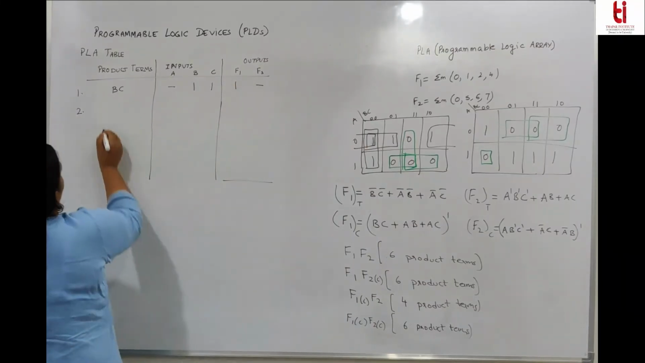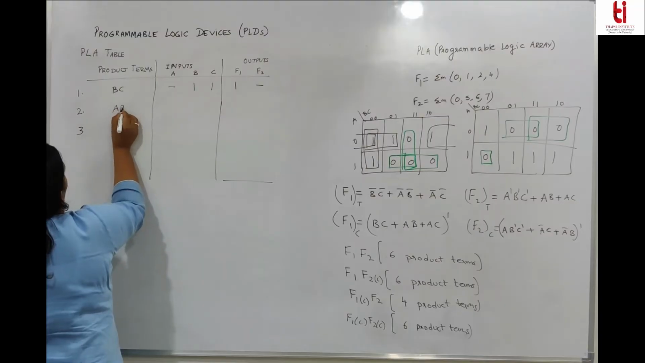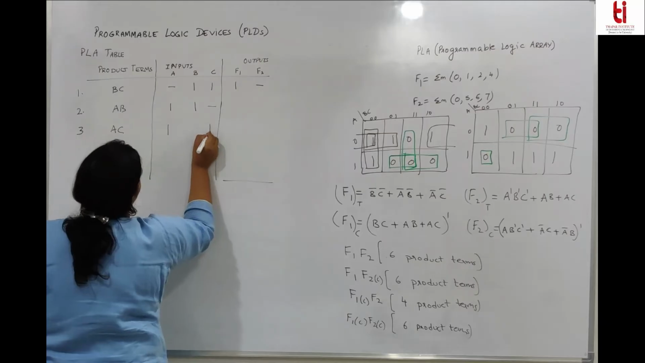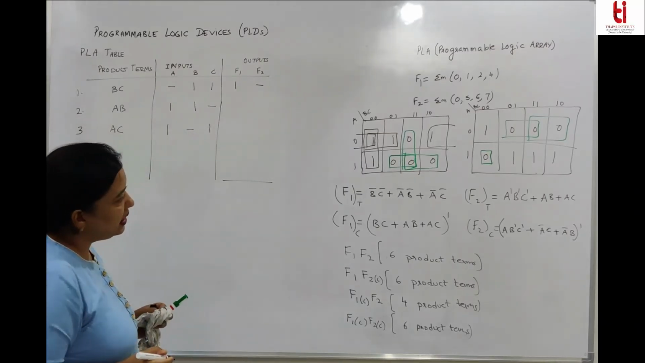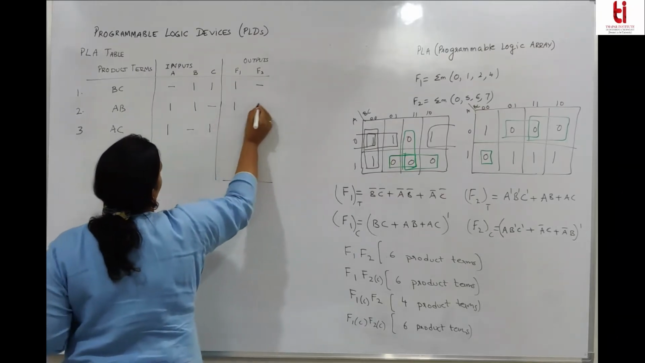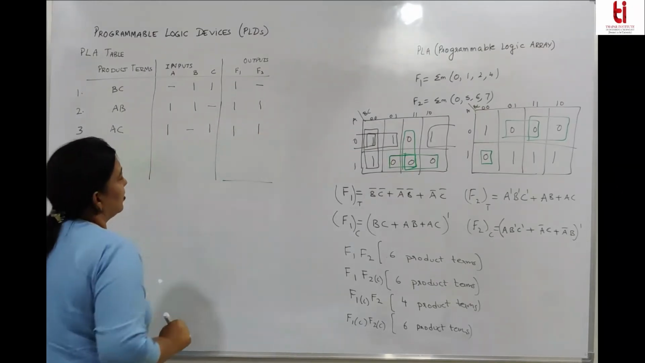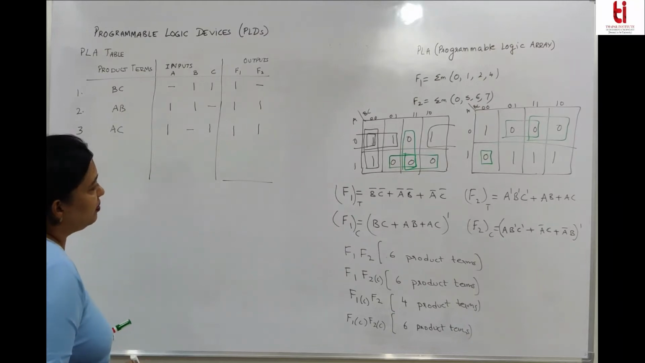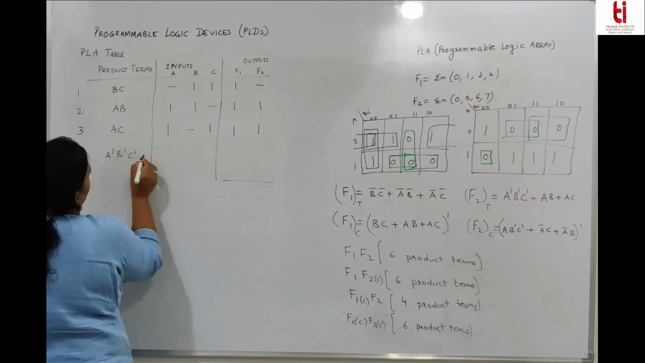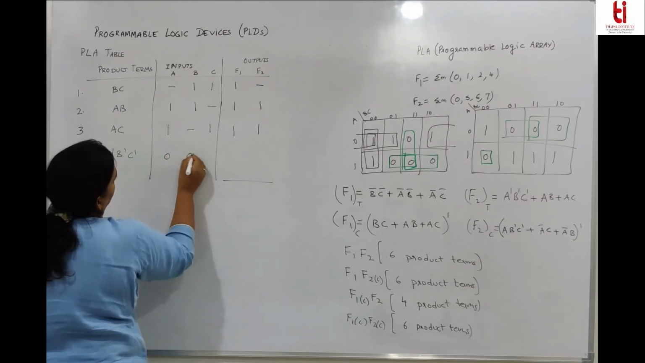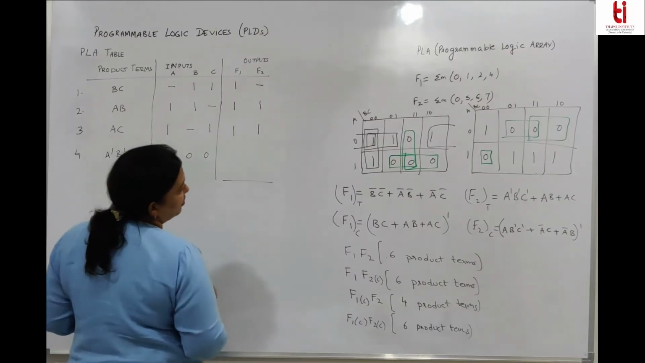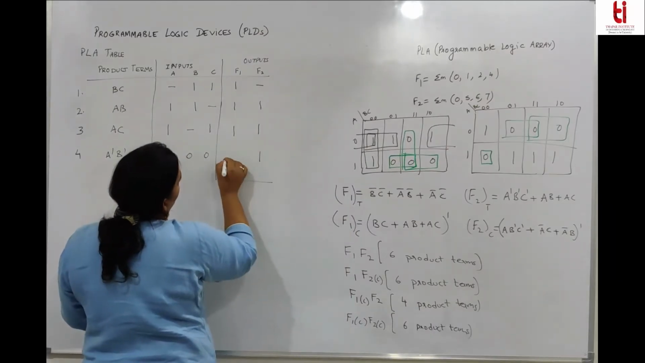Then you have AB and AC. AB is A, B. What is AC? A, C. AB and AC, they are present in both the functions, F1 as well as F2. And then the last term is A bar, B bar, C bar. This is A bar, B bar, C bar, and it is present in F2.